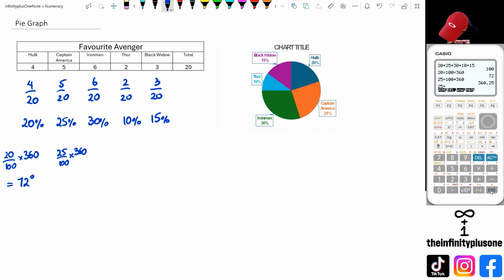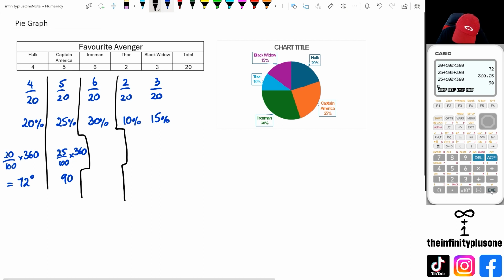25 divided by 100 times 360, that's going to give me 90 degrees. Can I have to kind of space this out here? So then I've got 30%, so 30 out of 100 times 360. So let's work that out. 30 out of 100 times 360, that's going to give me 108 degrees.